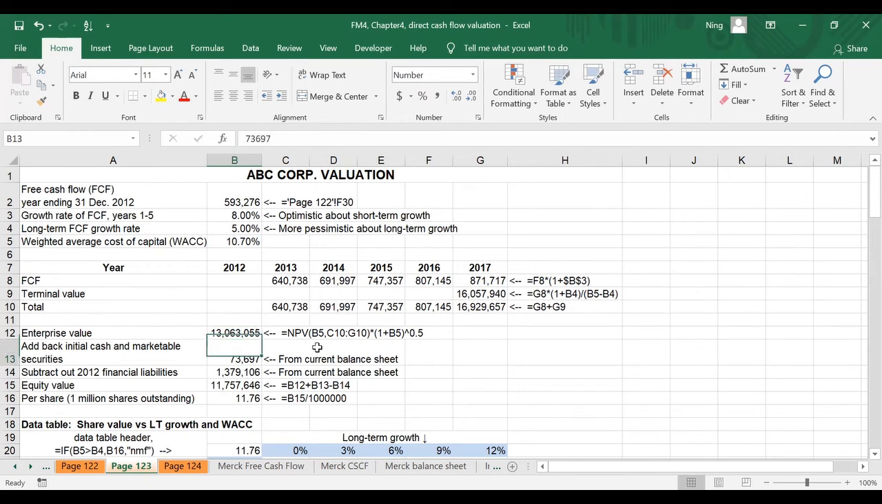By adding back initial cash and subtracting out the total debt of this company, you can estimate the net equity value of the company. Dividing equity value by the number of shares outstanding, you have the estimated share price, or the fair price of the company stock. In this example, the estimated share price is $11.76.